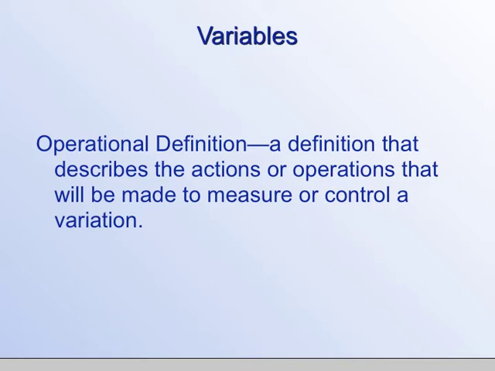Okay, now variables, we're going to talk about variables as we go through. An operational definition is a definition that describes the actions or operations that will be made to measure or control a variation. What we need to do, when we set up an experiment, my chocolate and Starburst experiment, is specifically outline the behaviors of the researcher, how to set up the perfect experiment to make it consistent. That's exactly what the operational definition is.